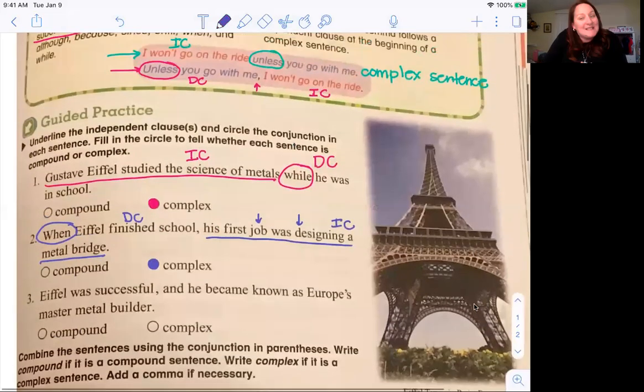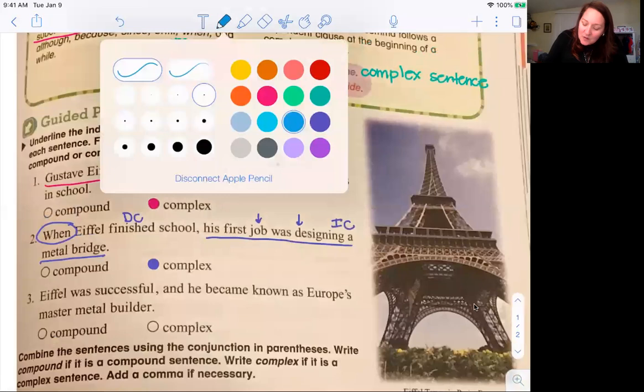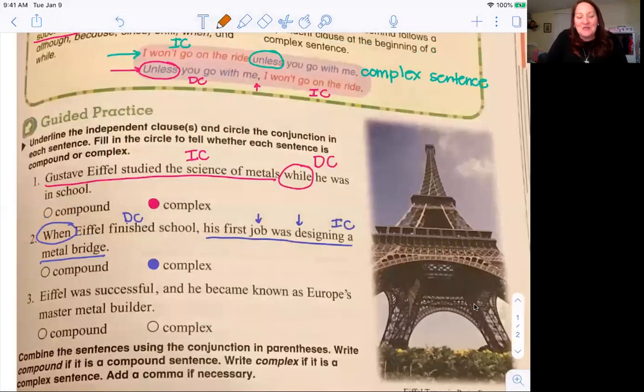Now I'm guessing some of you guys already know what kind of sentence it is because I don't think they'd give us all 3 the same, but we don't know. They might. Let's look at 3. Eiffel was successful, comma, and, I like saying that way, he became known as Europe's master metal builder. Okay, we're going to find independent clauses.